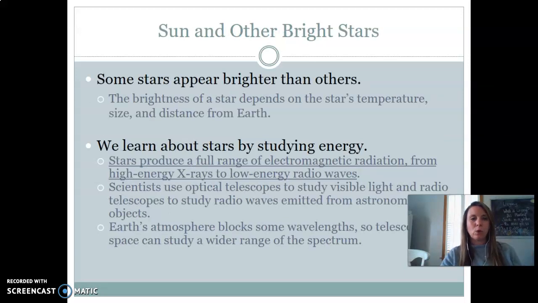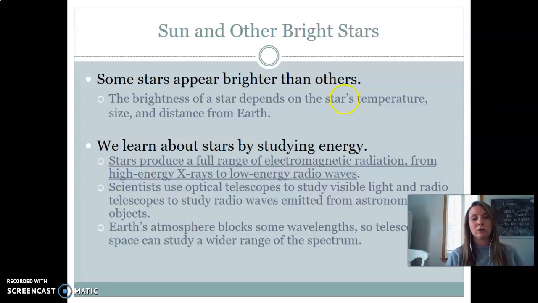So how we know this is that we observe the sun through many different forms of radiation. And that's what this is saying here. Stars produce a full range of electromagnetic radiation, from high energy X-rays to low radio waves. So we can put almost filters through different types of satellites to view what the sun looks like when it is emitting radio waves, which it does all the time. We can just filter out everything else and just see the red radio waves. Or we can filter in then the blue and look at X-rays.